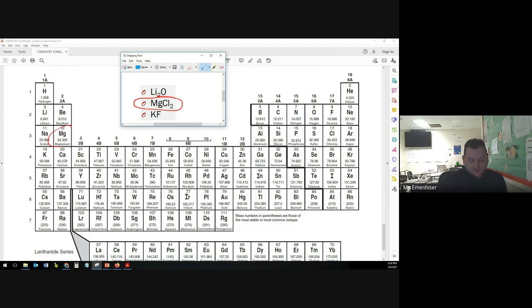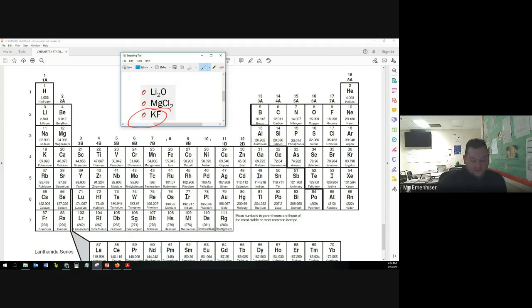Magnesium is right here. So I'm going to write magnesium. And then I got chlorine again. So that's chloride. There's our name, magnesium chloride. So I find the name of the metal. I write it first. I find the name of the nonmetal. And then I change the end to IDE. That's it. All right, next one.